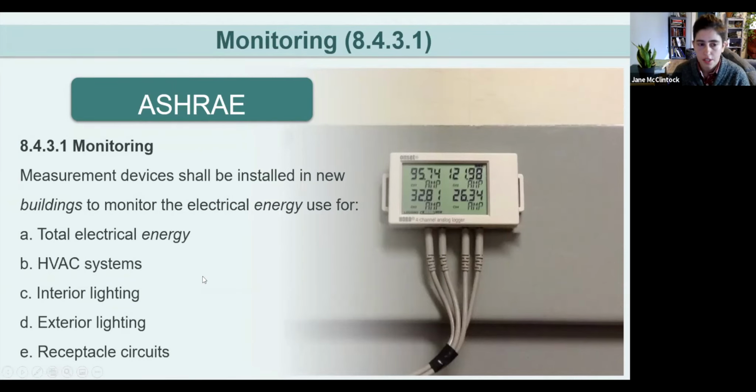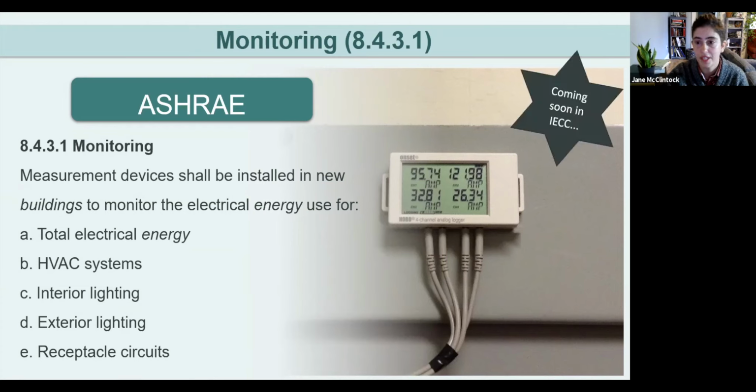And monitoring. In the 2019 ASHRAE, monitoring is necessary. We need to measure the amount of energy used, so total electrical energy, and then separately for HVAC systems, for interior and exterior lighting, and for receptacles. This is a great way to know what's going right and what's going wrong, to see if there are any changes, and to almost constantly commission our buildings through this monitoring. And again, coming soon, IECC 2021.